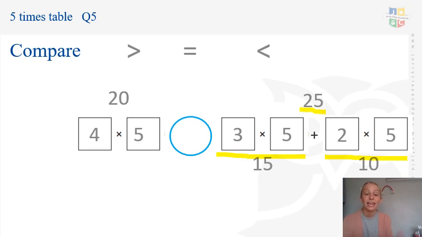Then I can put my inequality symbol in. 20 is less than 25, so I'll have my inequality symbol facing my larger answer, which is 25. Well done, Year 2. Have a go at question 5 now and pause the video.